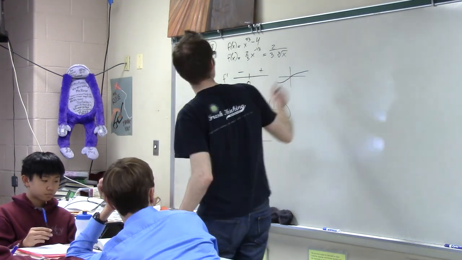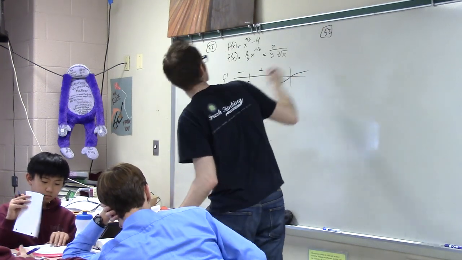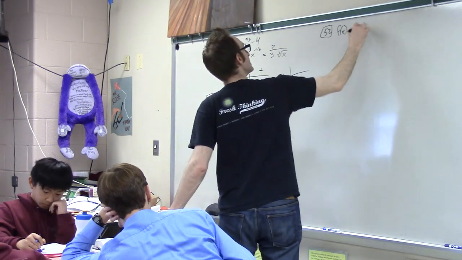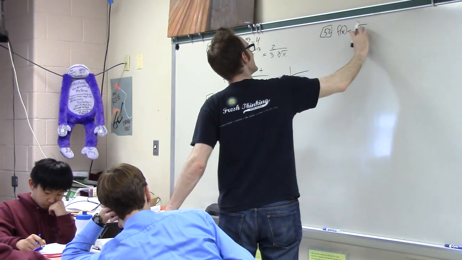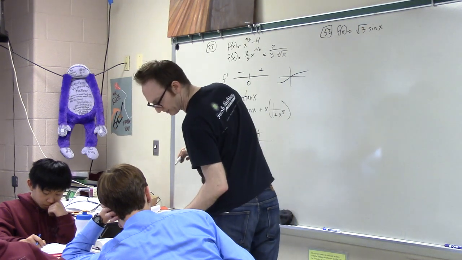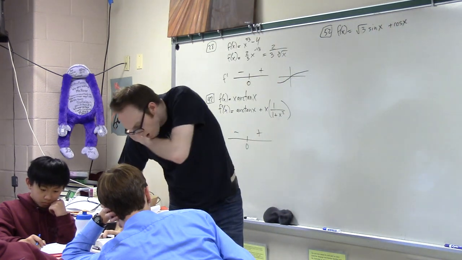This is a little bit more of the same, right? But I like this part because it's hard. Yes, 52, I know. It says root 3 sine x plus cosine x. What were the directions?